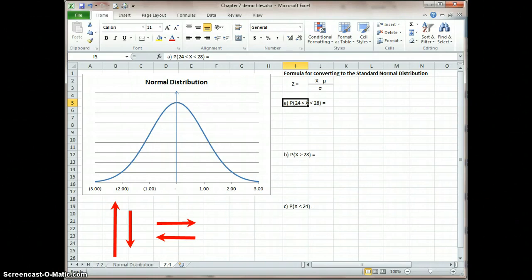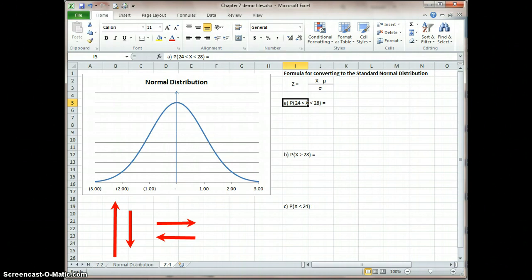Now we're going to take a look at problem 7.4. That problem deals with battery manufacturers competing on the basis of the amount of time their products last in cameras and toys. A manufacturer says their battery lasts an average of 26 hours when used in a toy racing car, and the time is normally distributed with a standard deviation of 2.5 hours. Part A: what is the probability that the battery lasts between 24 and 28 hours?